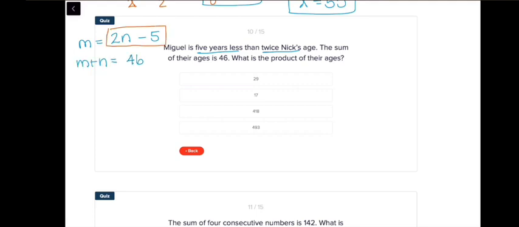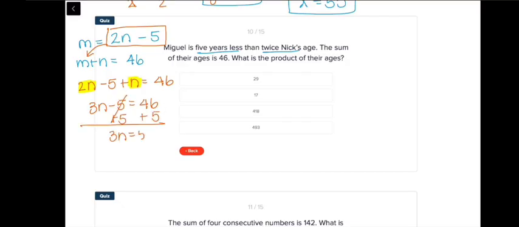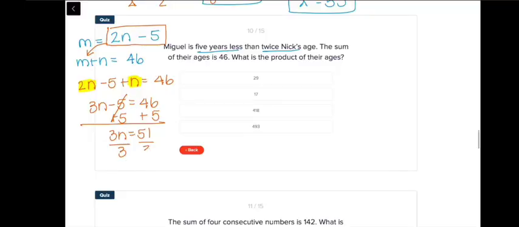We can go ahead and do substitution and take this and substitute it in here. So our new equation would be 2n minus 5 plus n is equal to 46. We can combine like terms, and we will get that 3n minus 5 is equal to 46. We add 5 to both sides, and we get that 3n is equal to 51. Now we divide both sides by 3, and it turns out that n is equal to 17.